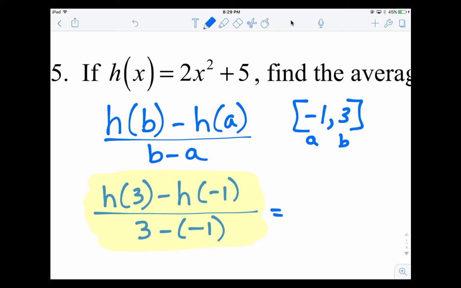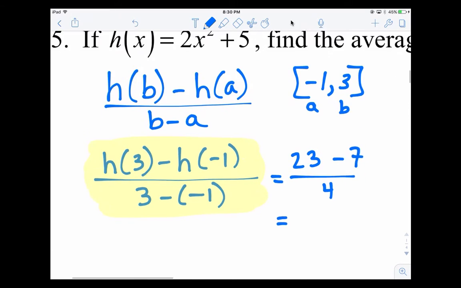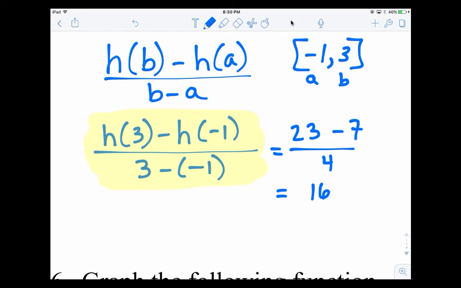Okay, so really what you're doing from there is just plugging in. So h of 3 would be 9 times 2 is 18. 18 plus 5 is 23. Minus, if you plug in negative 1, that's 2 plus 5, which is 7. Divided by 4. 23 minus 7 is 16. Divided by 4 is 4.